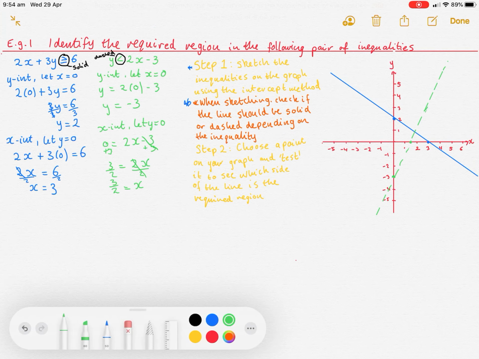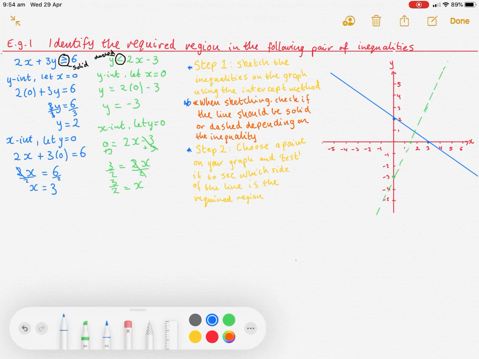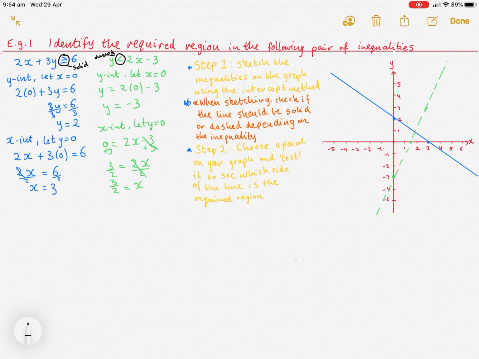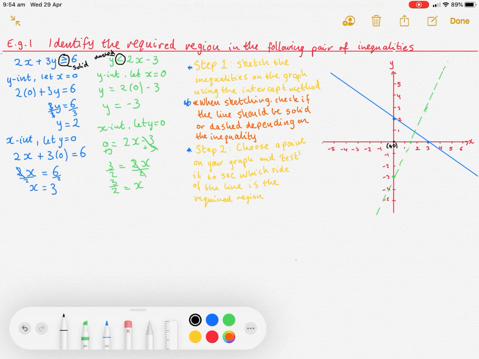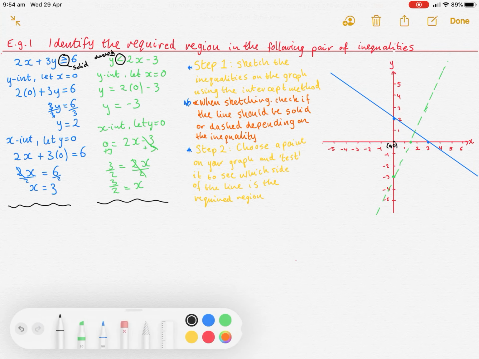Okay, now let's go to step 2. Choose a point on your graph and test it to see which side of the line is the required region. So we've got our 2 lines here, and we need to do the shading part. I am going to choose the point 0, 0 because it's the easiest. It's easy to sub in 0, 0. So let's go back in my blue.